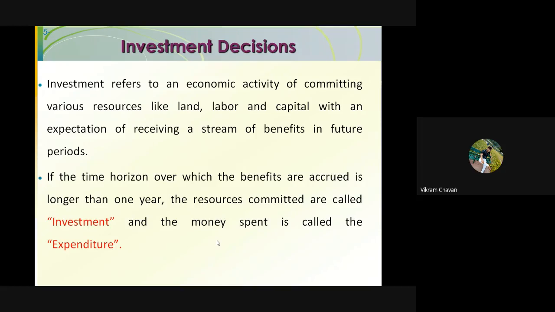If we consider the time period in which the firm will get benefited for more than 1 year, so benefits occur longer than 1 year, that is called an investment. That particular purchase or act is an investment. And the money spent on this asset is known as an expenditure. The money spent on this investment is nothing but an expenditure.